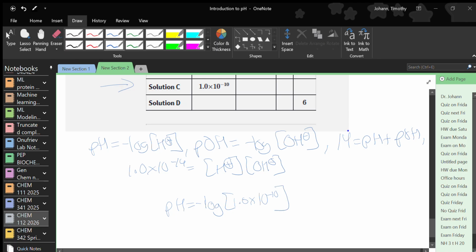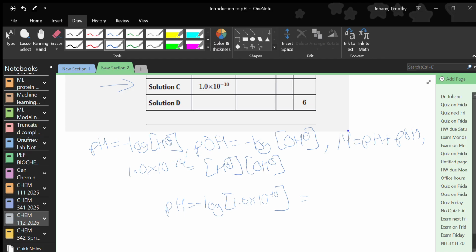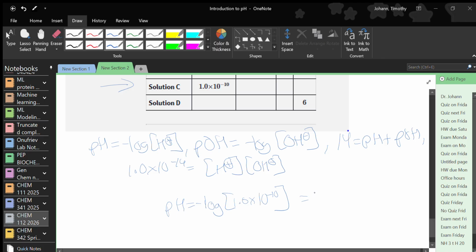If I put that into my calculator, I'm going to get negative 10, right? The log gives me negative 10, and a negative times a negative is a positive. And so I'm going to get 10. Does that make sense? Okay.